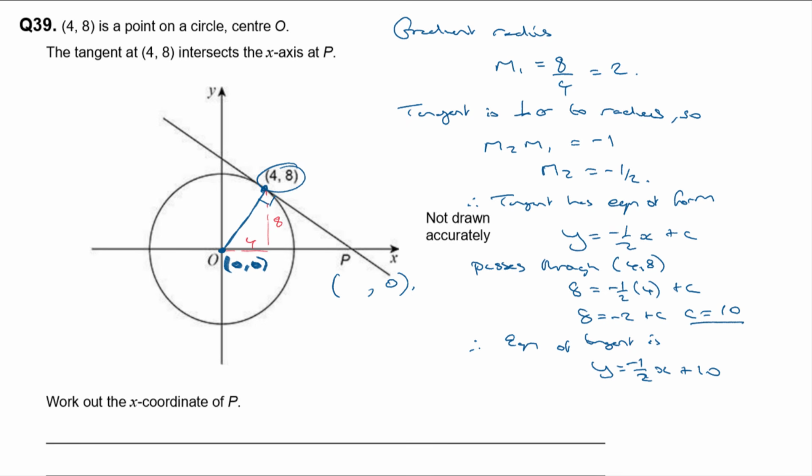Okay, so now we've got the equation of the tangent. We want to find the coordinates of the point P, and we already know that the y coordinate must be equal to 0 because it lies on the x-axis. So when y is 0, what's the value of x?